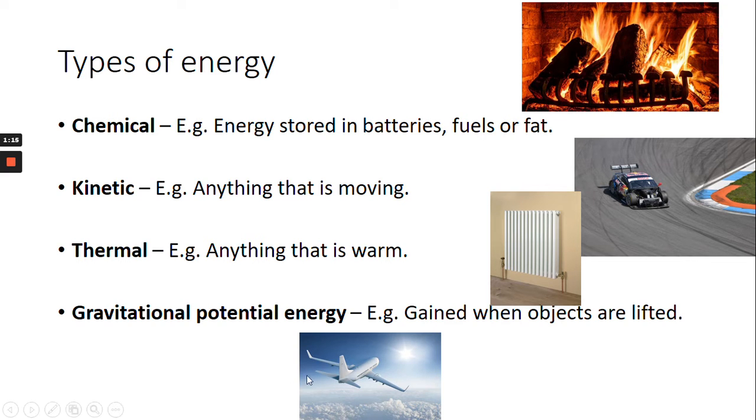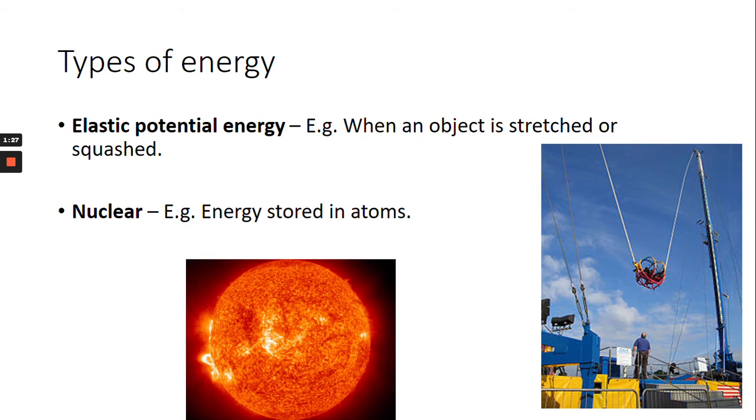So an airplane would have gravitational potential energy because it has been lifted above the ground, and if you were to drop it, it would simply fall down. We also have elastic potential energy, when objects are being stretched, such as a huge elastic like that seen in amusement parks. And we also have nuclear energy, which is energy stored in atoms. So in the sun, we have atoms fusing together, nuclear fusion happening, and a lot of energy is being released.